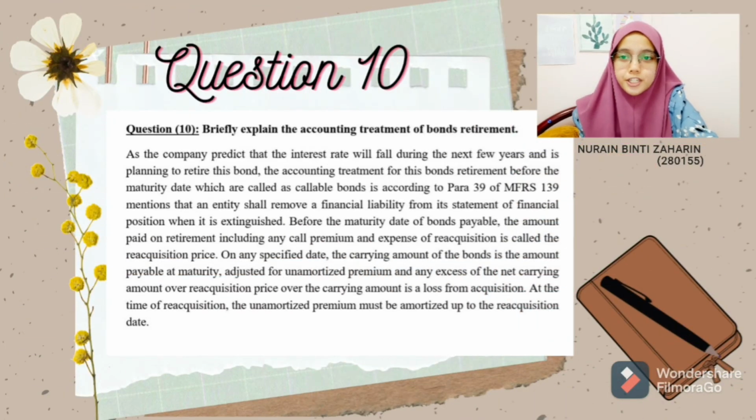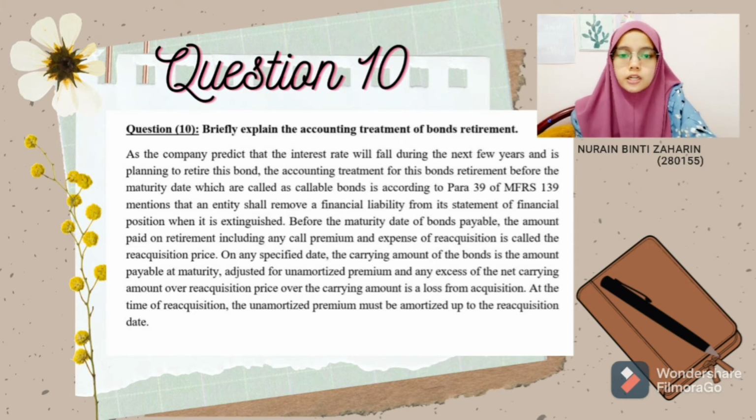Okay, next for question 10. This question requires us to briefly explain the accounting treatment of bonds retirement. So the answer we get here is like this. As the company predicts that the interest rate will fall during the next few years and is planning to retire this bond, the accounting treatment for this bond's retirement before the maturity date, which are called callable bonds, is according to para 39 of MFRS 139 mentions that an entity shall remove a financial liability from its statement of financial position when it is extinguished.